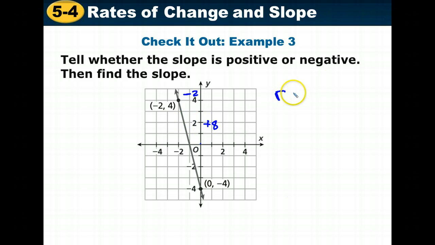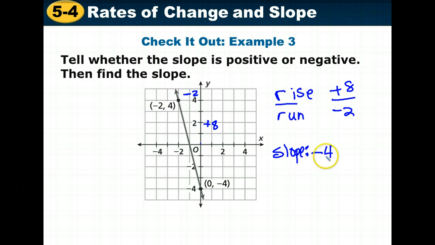So the rise here was +8, and then the run on the x-axis is -2 because we moved to the left. So now this could be reduced. So 8 divided by 2, so that will be a -4. So that will be the slope. So the slope will be -4, or we could say -4/1. Whenever it's a whole number slope, the run will be 1. Okay, we just put a 1 under it.